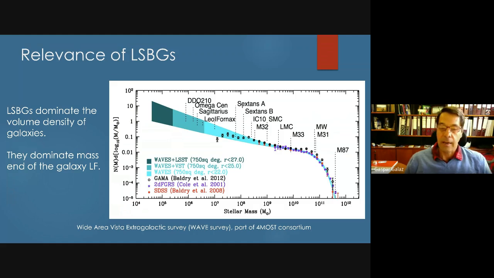This is a plot from the Wide Area VISTA Extragalactic Survey. I failed to put the reference, sorry for that, but it's taken from a publication.